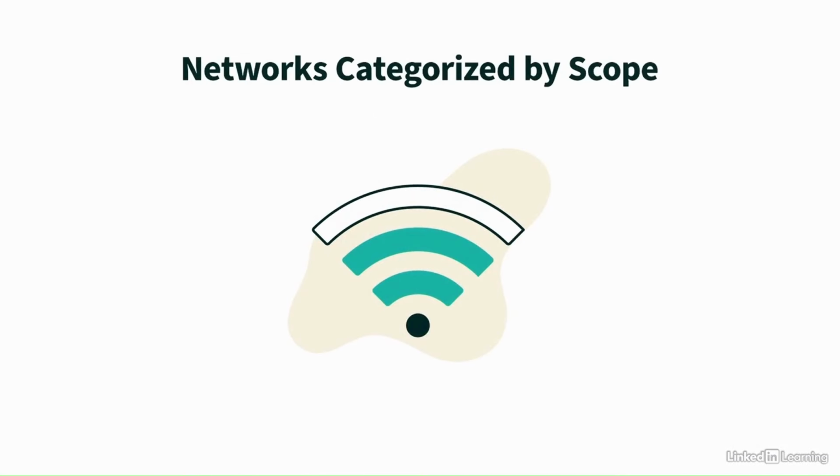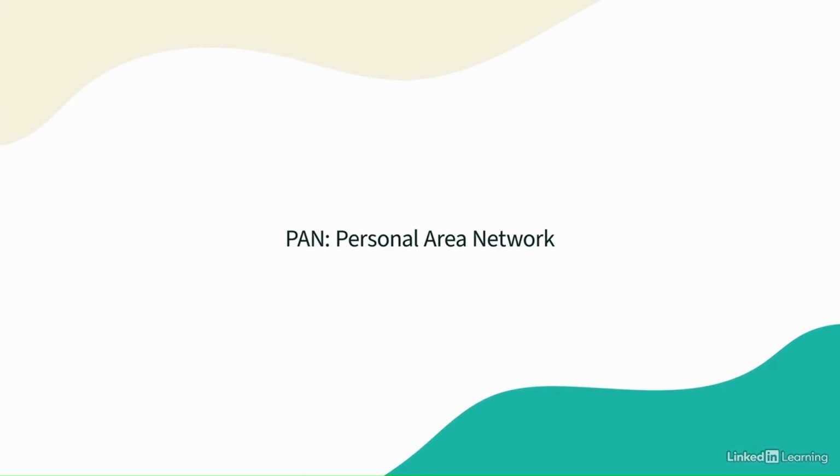And another way that we can categorize networks is by their scope, meaning what area do they cover? Let's consider some common examples. A personal area network, or a PAN, is a very small network that interconnects 2 devices. For example, if you have a gaming system with a wireless controller, maybe using Bluetooth, well, that connection between your controller and your gaming console constitutes a PAN.